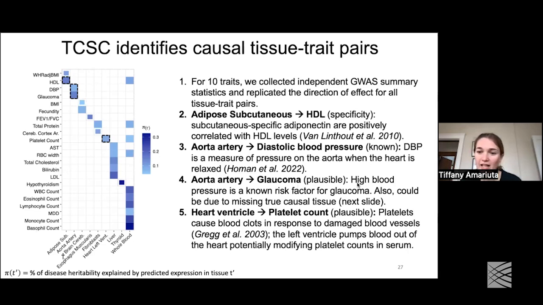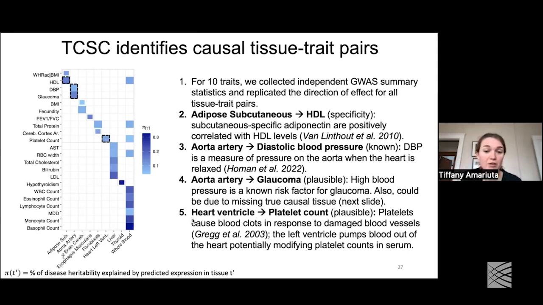And so it might be consistent with the fact that high blood pressure is a known risk factor for glaucoma, but it might also be a result of having the true causal tissue missing in our data set, such as an eye tissue. And so on the next slide, I'm going to dive a little bit more into why the aorta artery might come up with our method as associated with glaucoma.